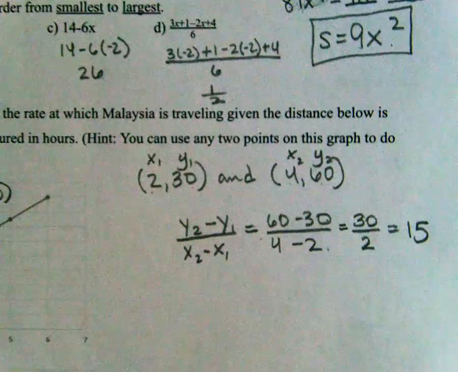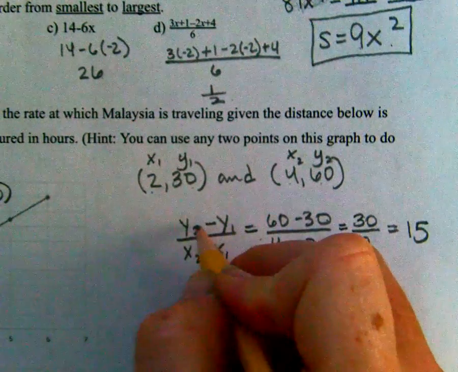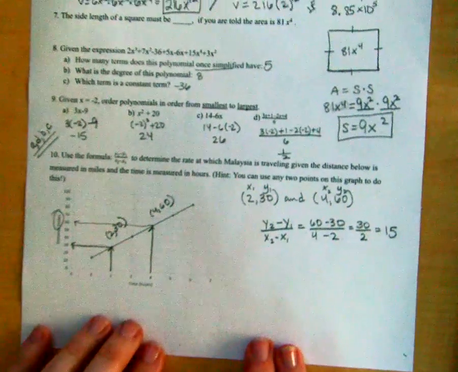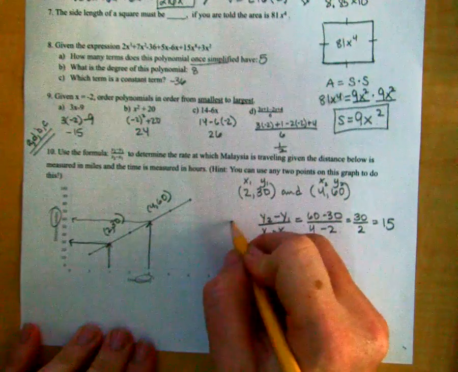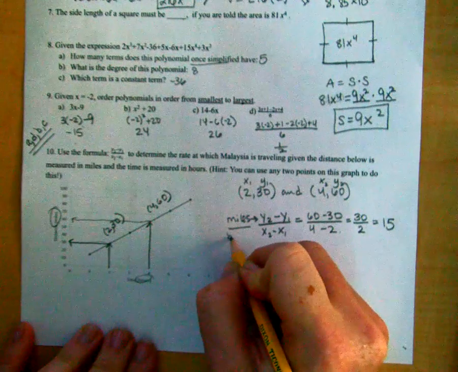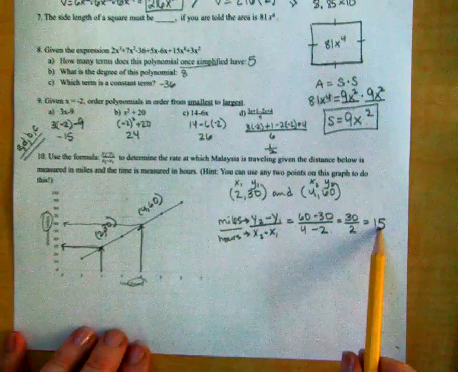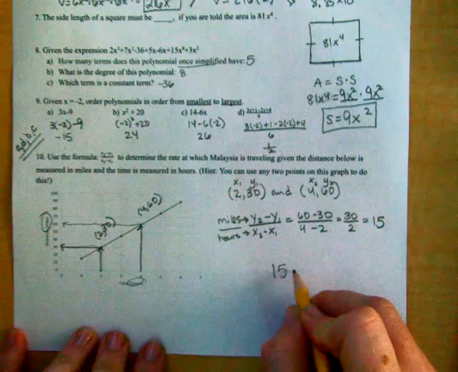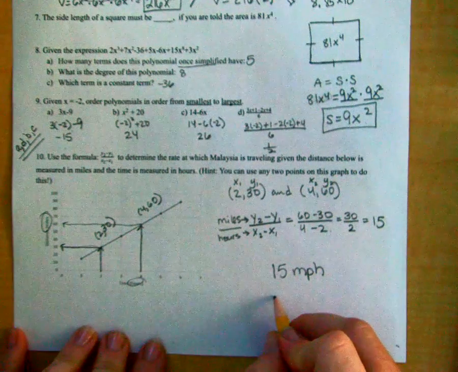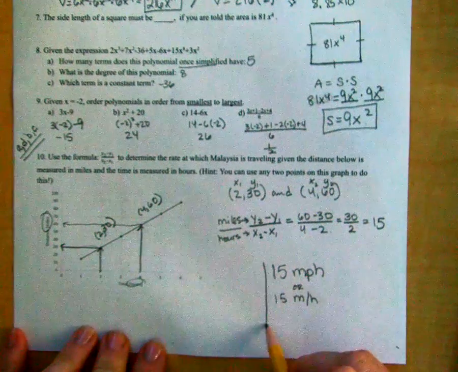And then if I want to put units on it, and I always want to put units on it, I think about what are my y values? Well, my y values are miles. And I think about what are my x's, and my x's are hours. So I have miles that are my y's over hours that are my x's. So this would be 15 miles per hour. You can write it like this, or you can write it miles per hour like this. Both of those are acceptable.